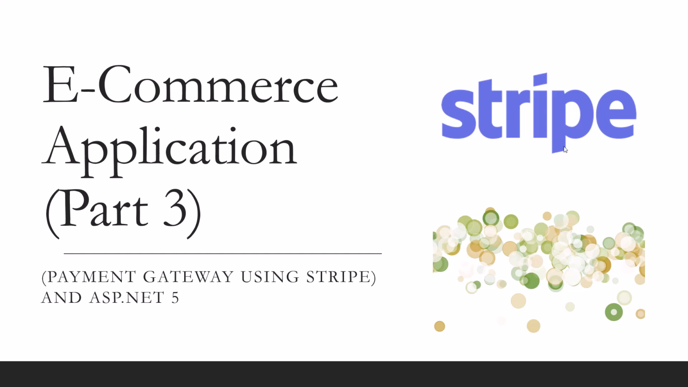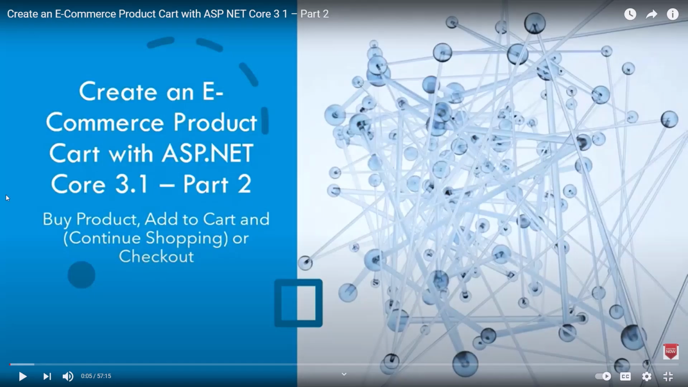And so we are going to process it with the Stripe payment gateway. So Stripe, if you haven't heard of it, it is just like PayPal. It's a world famous payment integration platform. And if you recall, I have shown the last part I have left here. So this was part 2, and this was about buy product, add to cart, and continue shopping or checkout. Okay, so we'll take it from there.